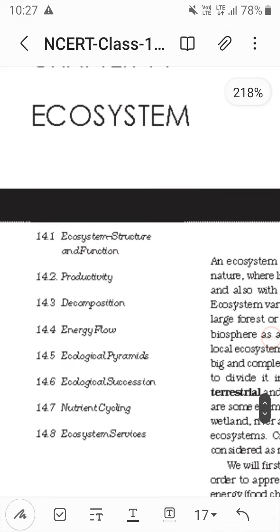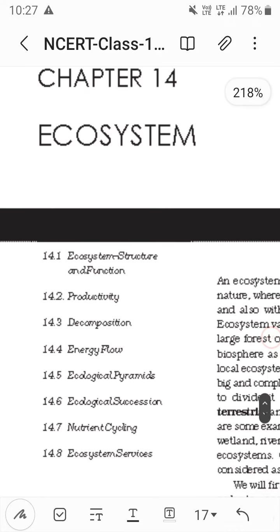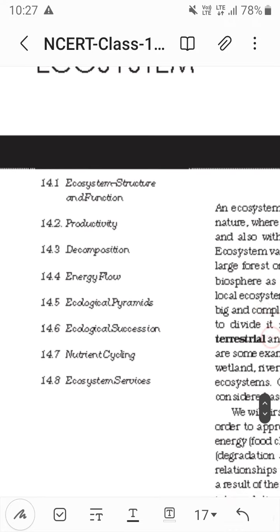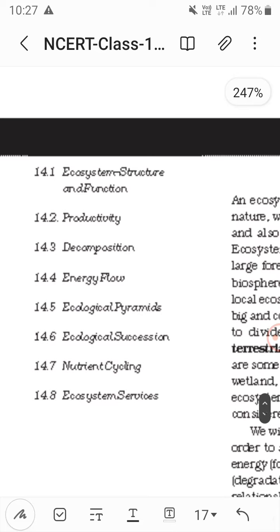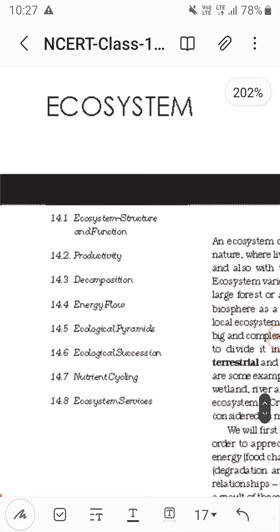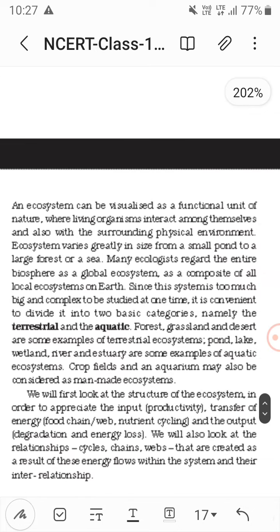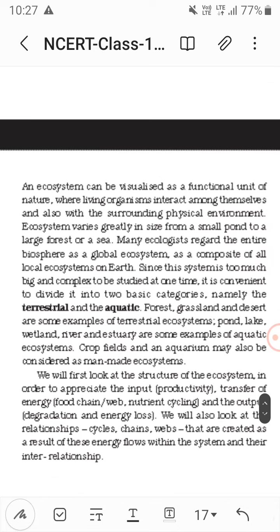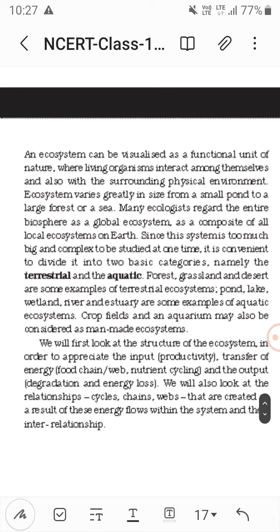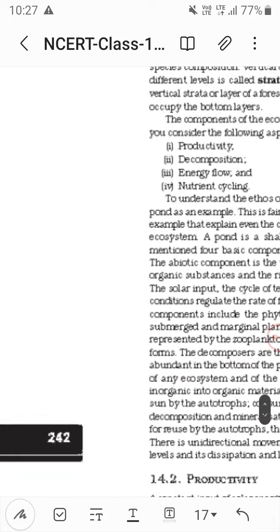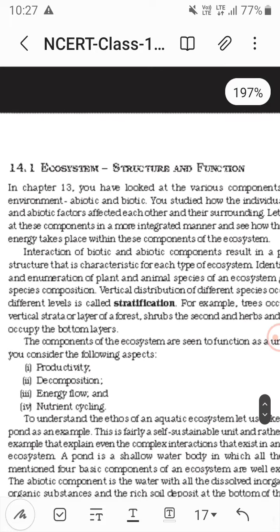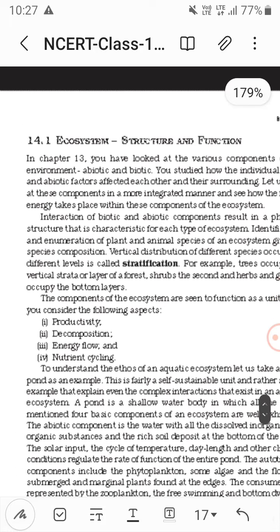So in ecosystem we study ecosystem structure and function, their productivity, their decomposition, and their energy flow, and at last the ecological pyramid. Now two types of ecosystem you see, two basic categories: terrestrial and aquatic. Now we study the ecosystem, their structure and function.